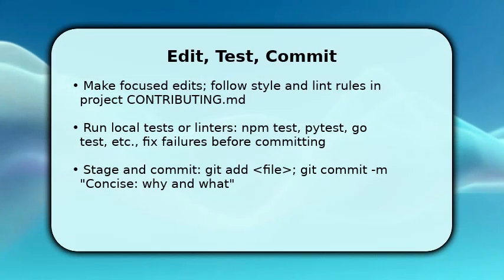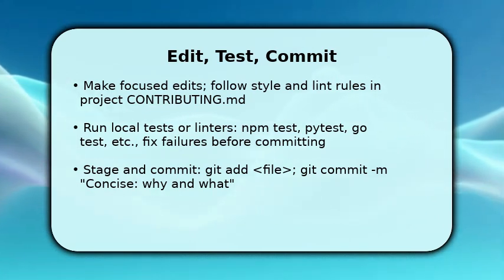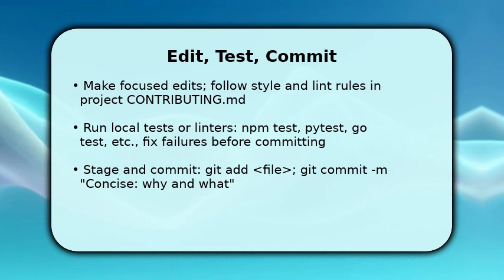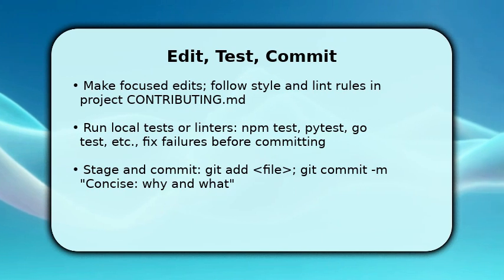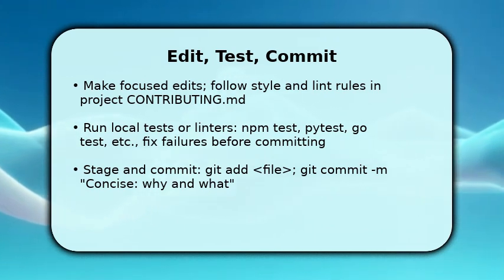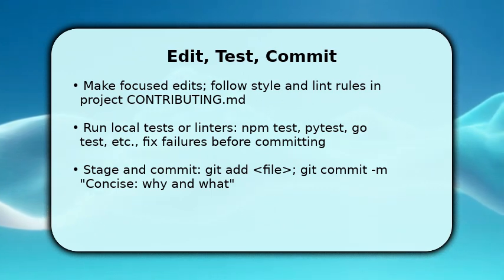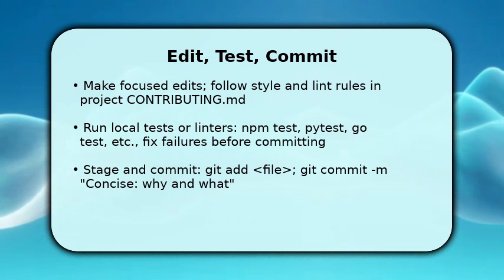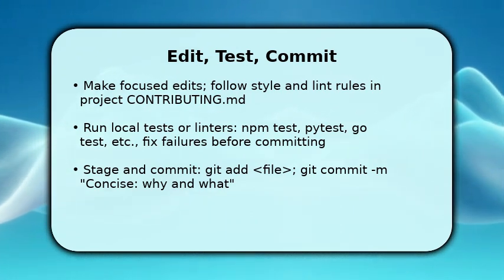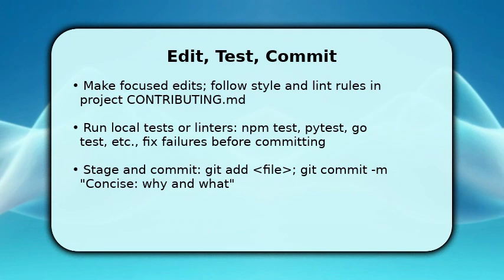You'll now edit with intent. Change only what's needed and keep commits atomic. Once you save, run the project's tests and linters so you catch regressions early. This saves reviewers time and prevents CI failures. After passing tests, stage your changes and write a clear commit message describing why and what changed. If required, sign off or reference an issue number. These steps build trust and make later review and merging much smoother.